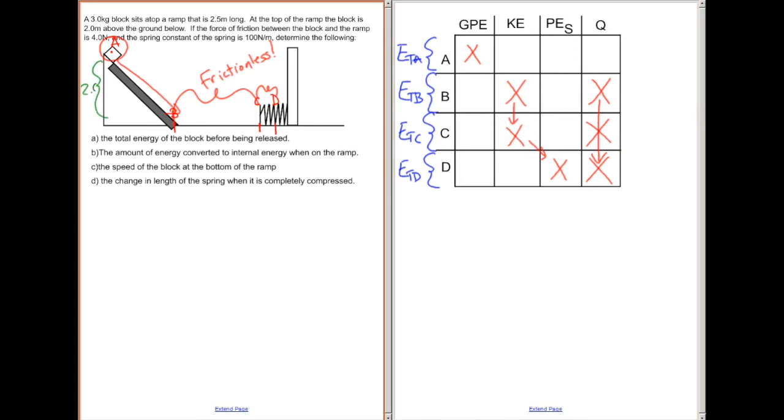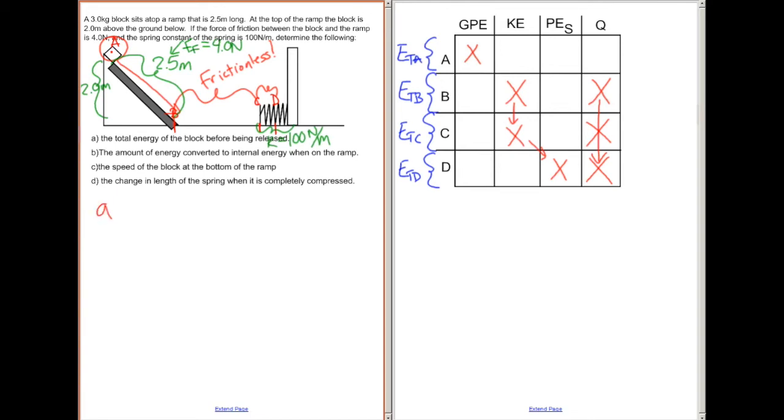Now the next thing I'm going to do is copy down onto my diagram here all of the rest of the given information. So I know that the ramp is 2.0 meters tall. The length of the friction incline is 2.5 meters. And I also know that the spring constant of this spring, k, is equal to 100 newtons per meter. I also know that the force of friction on this incline is 4.00 newtons as was given.